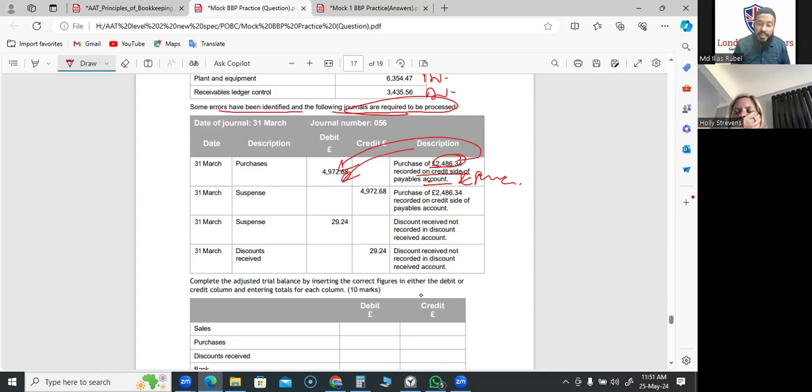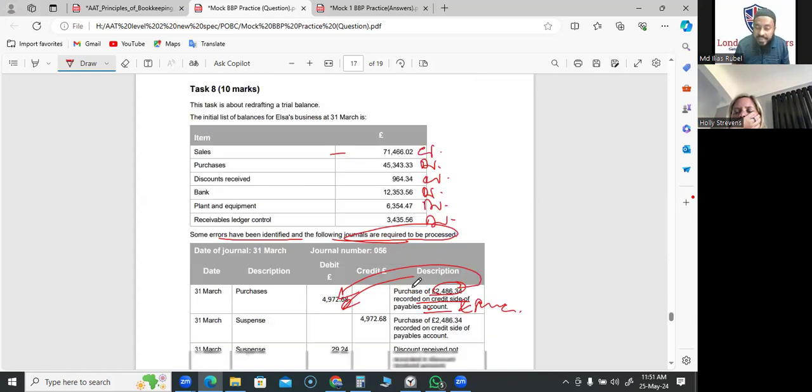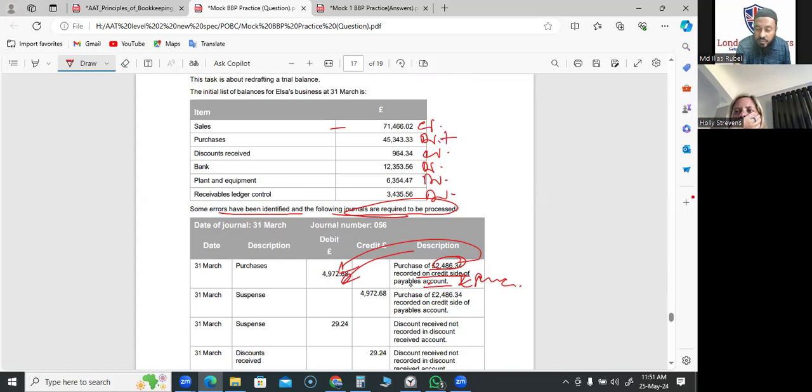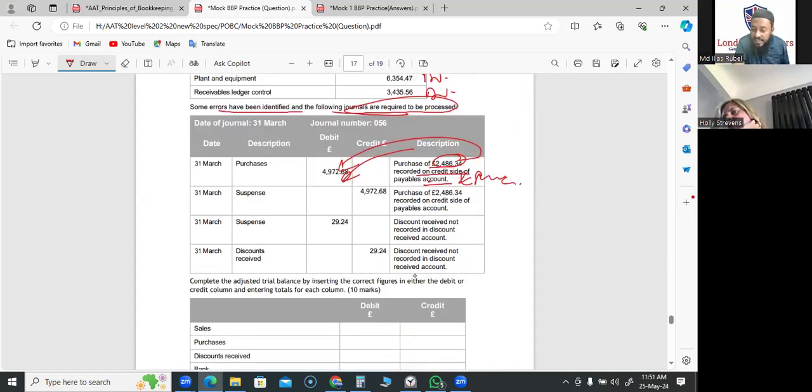So in the question, they gave you a journal answer, but how does it affect our trial balance? You need to add these, 4972.68, to the purchase. Makes sense? Yeah, that's it. And also there's a discount received not recorded in the discount account, so you need to record it now.